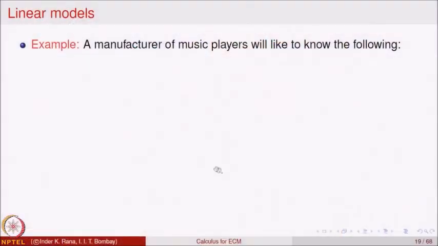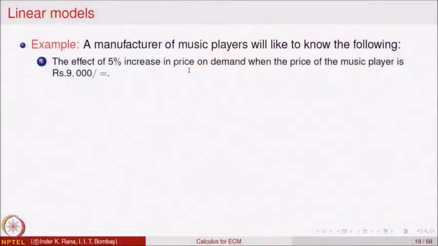It says a manufacturer of music players would like to know the following. There is a manufacturer who is making music players, and he is interested in knowing what will be the effect of a 5% increase in the price on the demand.